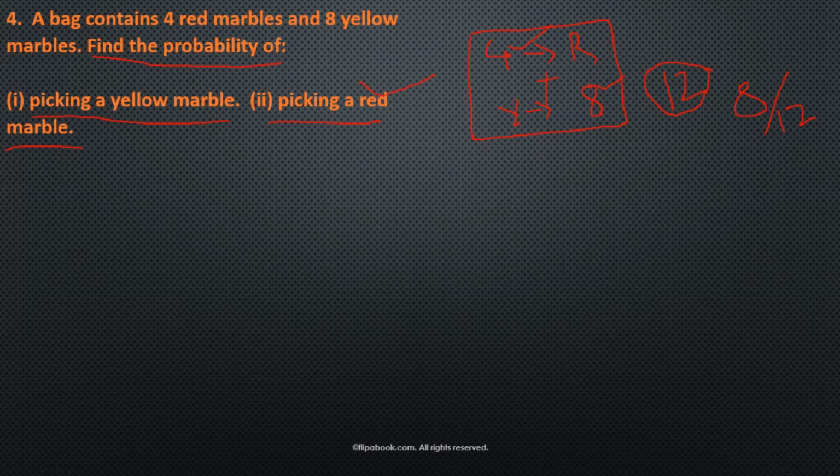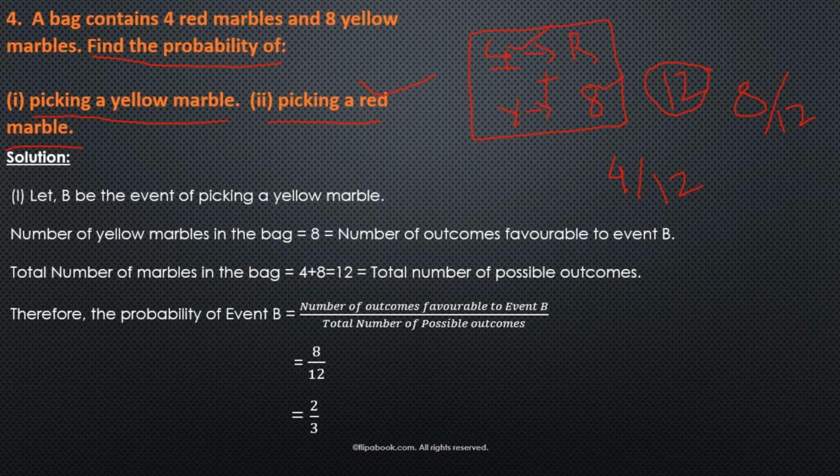Let B be the event of picking a yellow marble. So the total yellow marbles are 8. This is the number of outcomes favorable to this particular event, because if any of these 8 marbles is picked, we will get a yellow marble. This is for sure. Total number of marbles in the bag is 12. So this is the total number of possible outcomes, and therefore the probability is going to be the same formula here. We replace the values 8 divided by 12, cancel out the common factor, and this will give you 2 by 3 as your answer. I hope this one is clear now.